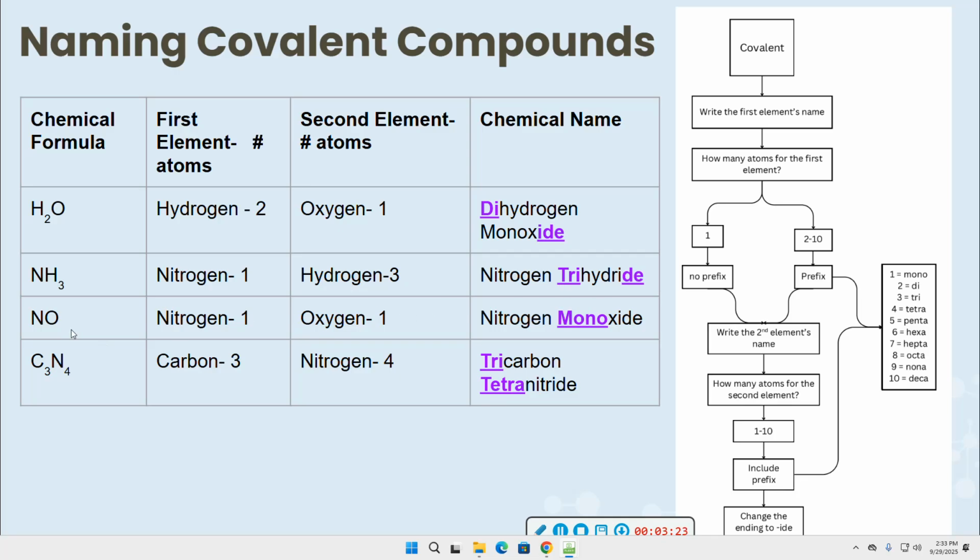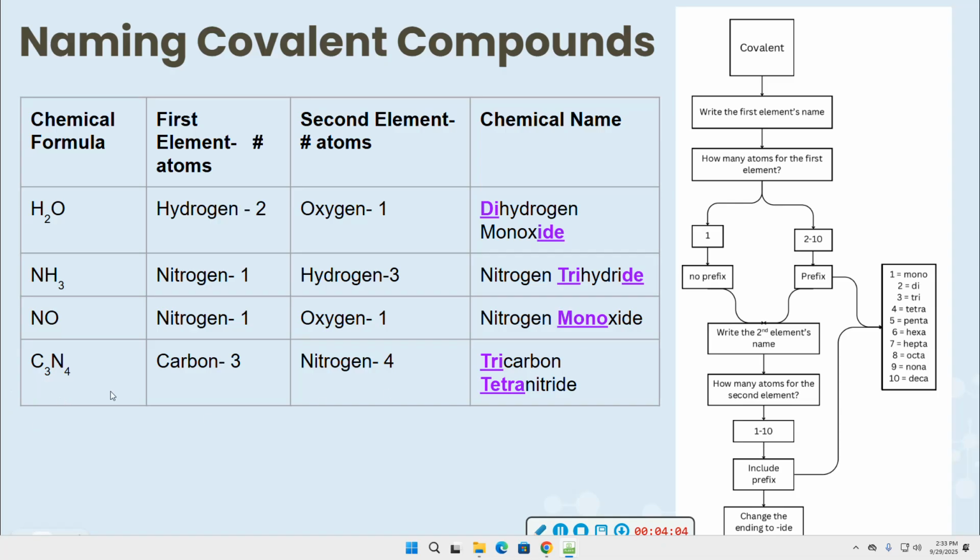All right, now let's look at this third example. We have nitrogen and we have oxygen. We have 1 of each atom. Nitrogen is not going to have mono because it's the first element. Remember, the first element does not have a prefix if there's only 1. Now, I only have 1 oxygen, but I have to indicate that. I cannot just write nitrogen oxide. That doesn't tell me how many oxygens I have. I have to use my prefix for 1, which is mono, and I'm going to put it in front of oxygen and then change my ending to IDE.